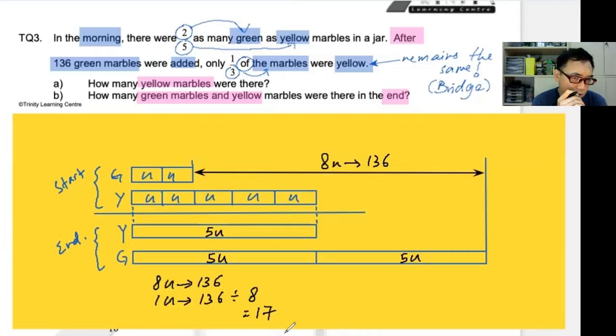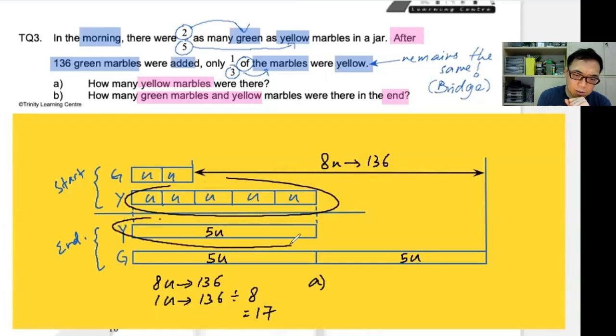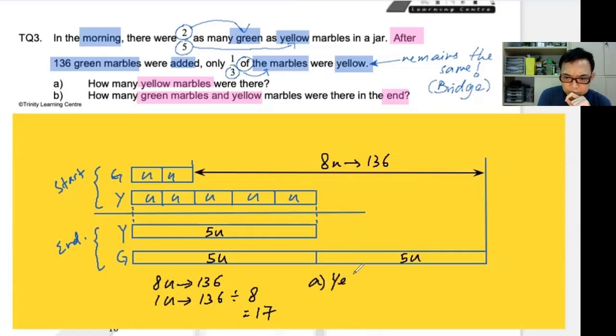There are 2 questions here. First question is yellow. How many yellow marbles were there? The number of yellow marbles in the beginning and in the end did not change. Yes, it is 5 units. So to find yellow, you get 85. And that's your answer for part A.